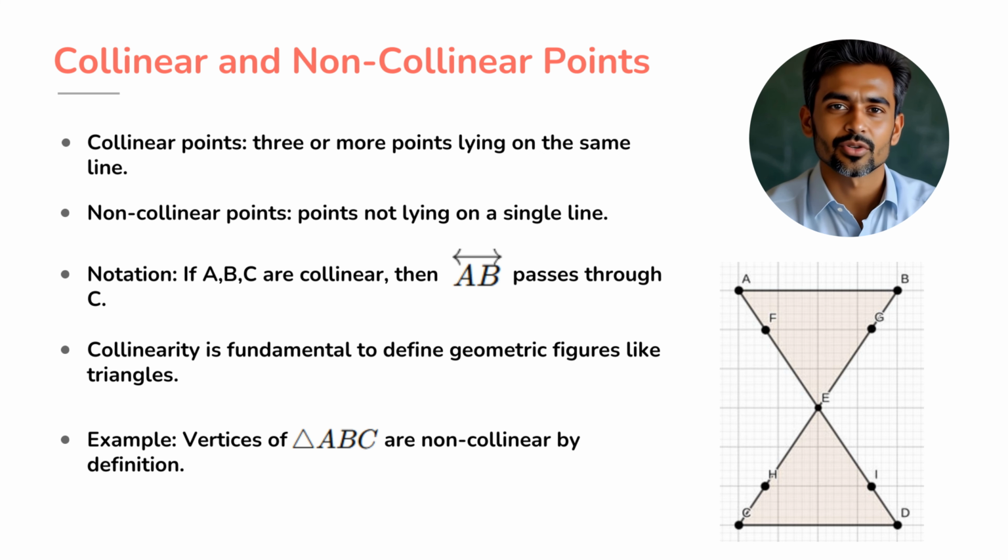Now, think about three friends standing in a queue. All three are standing along the same straight line. Mathematically, we call them collinear points. But what if the three stand in a triangular shape? That's when they are non-collinear points. In fact, every triangle is made of three non-collinear points, because if they were collinear, no triangle would exist. So, collinearity helps us decide whether a polygon is possible or not.